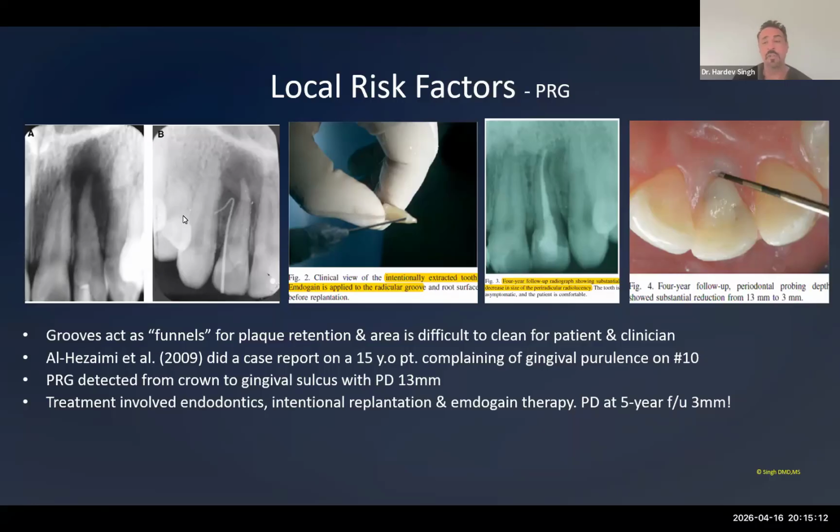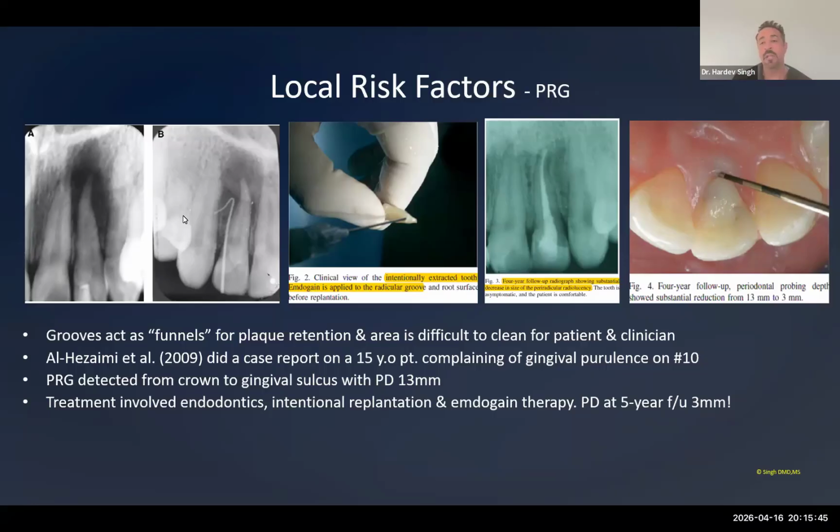He did an intentional extraction. He did an endo on this tooth. He applied Emdogain, which is a biological product I use quite a bit. It is an amelogenin protein from a fetal pig that, when applied in a liquid format or a gel format, increases cementogenesis. Then he replanted the tooth after doing a great endo, splinted it, and had the splint in for about 2 months.